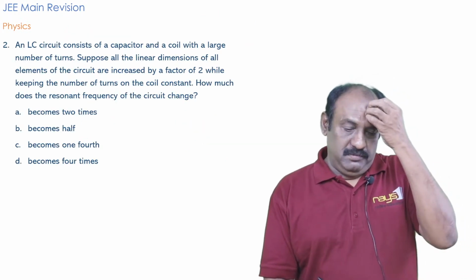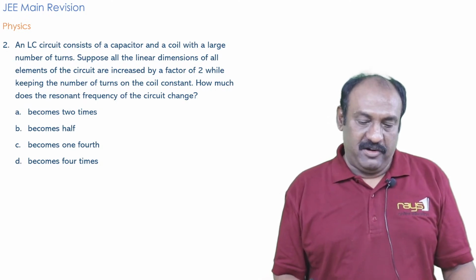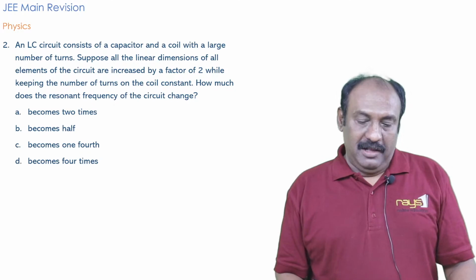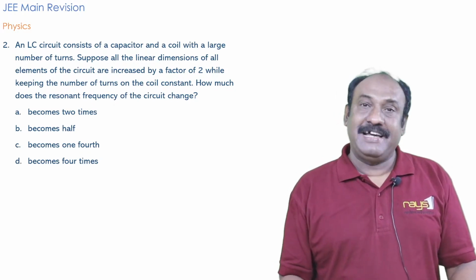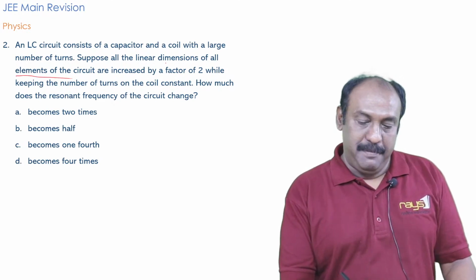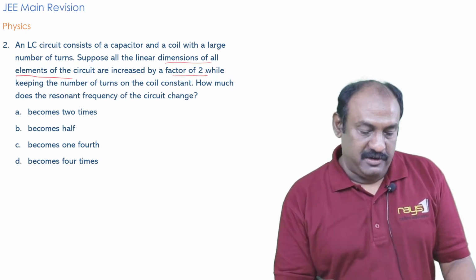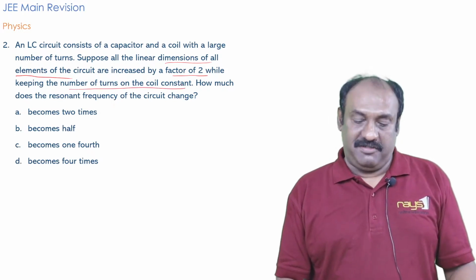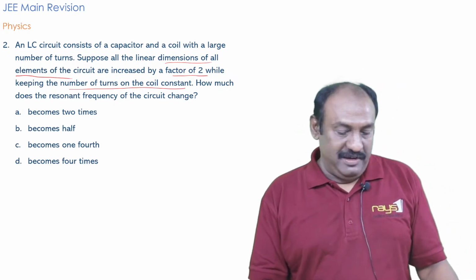Question number 2. An LC circuit consists of a capacitor and a coil with a large number of turns. Suppose all the linear dimensions of all elements of the circuit are increased by a factor of 2, while the number of turns in the coil remains constant. Then how does the resonant frequency of the circuit change?